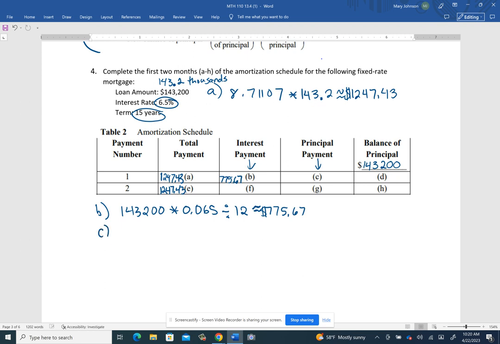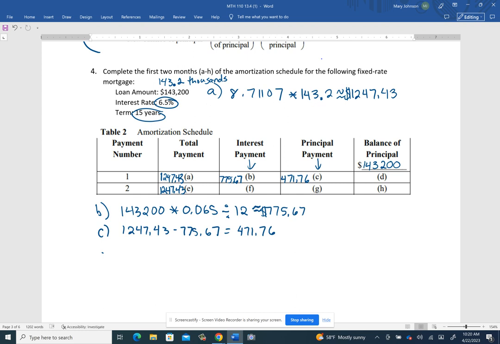So what we could do is take our mortgage payment amount and subtract the amount going towards interest, and that'll tell us how much is going towards the principal. Okay, so I'm going to take the 1247.43 and subtract the 775.67, and I get the 471.76. Okay, so $471.76 is going towards paying off our principal.